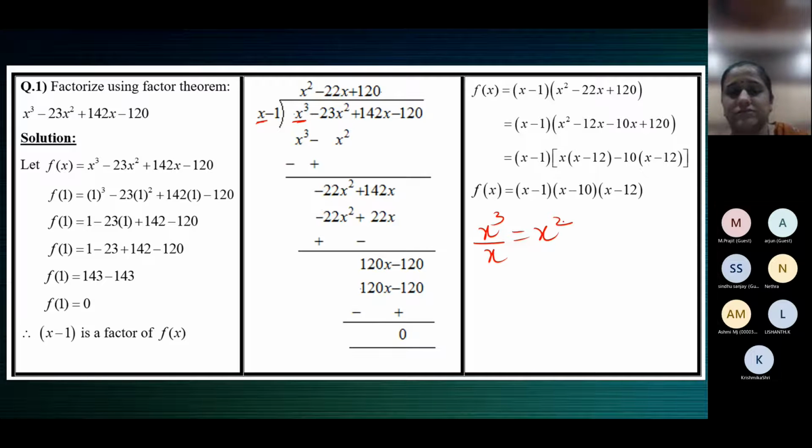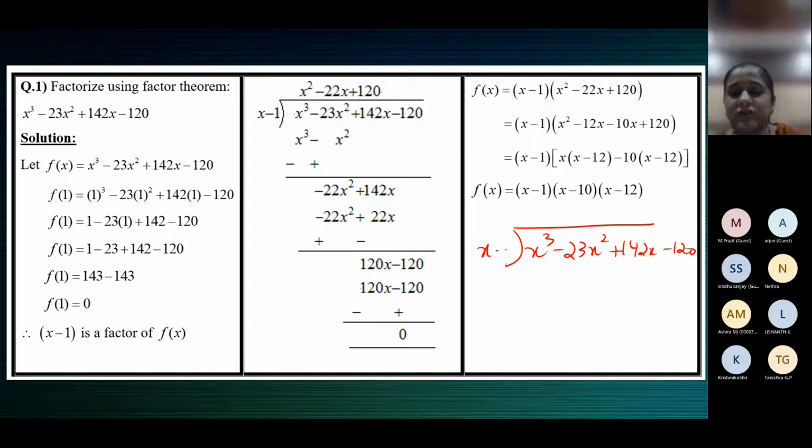So that gives us x squared. That will be the first term in the quotient. See, how do you start the long division? What do you have when you start the long division? You only have the dividend x cubed minus 23x squared plus 142x minus 120, and you have x minus 1. You have nothing else.